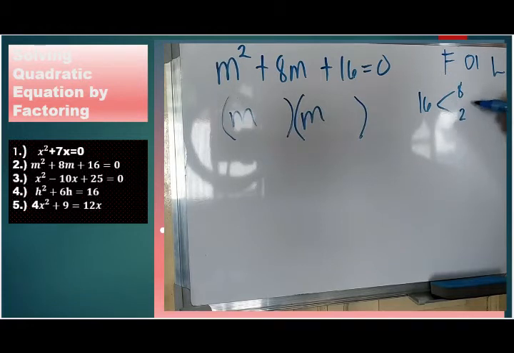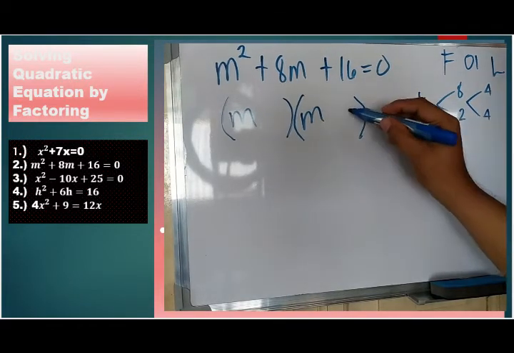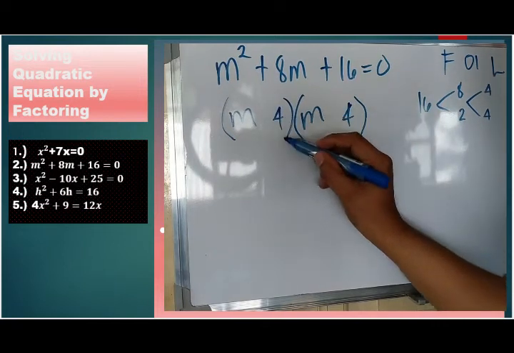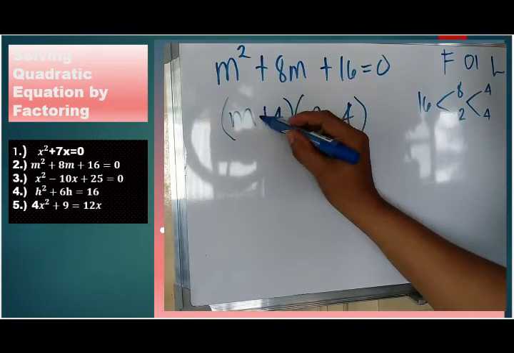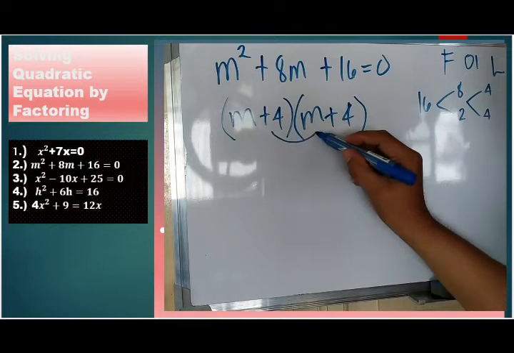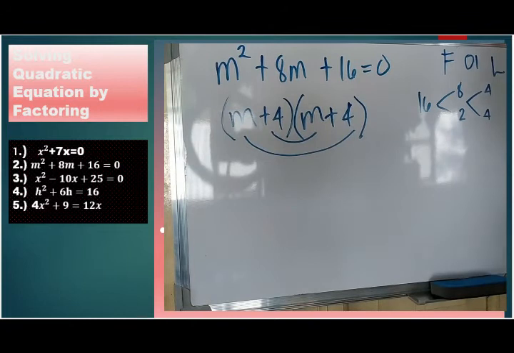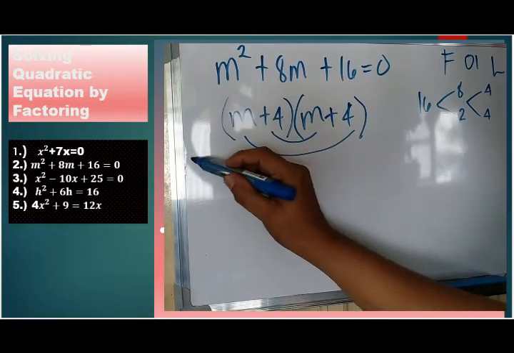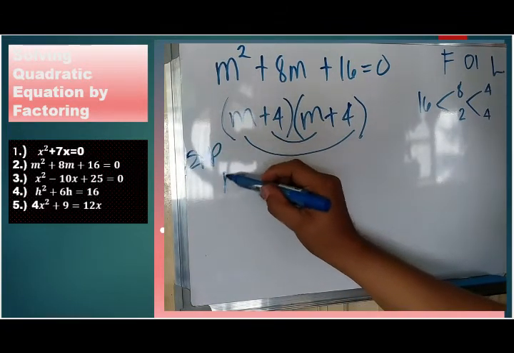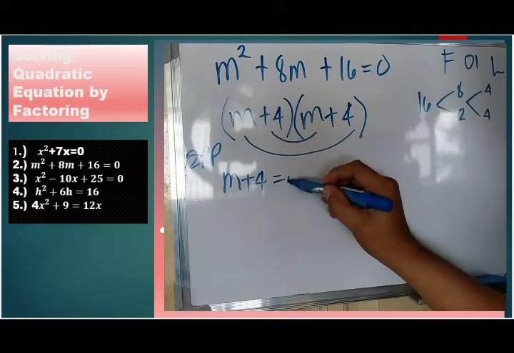8 times 2: subtracted, 6; added, 10. So you cannot get 8. So you use 4 times 4. When added, it's 8. When subtracted, it's 0. So you have a chance of getting it correctly. Since that is positive, so plus. So you now have 4m, 4m, so that's 8m. 4 times 4, that is 16, meaning our factors are correct. So applying ZPP, you now have m plus 4 is equal to 0.